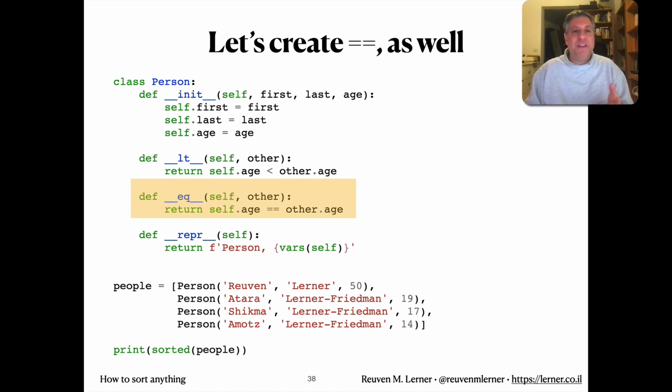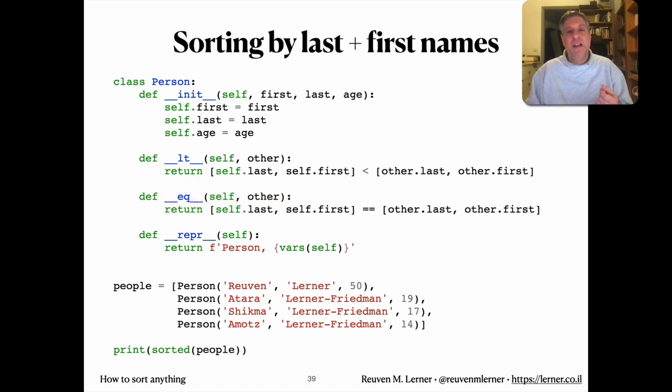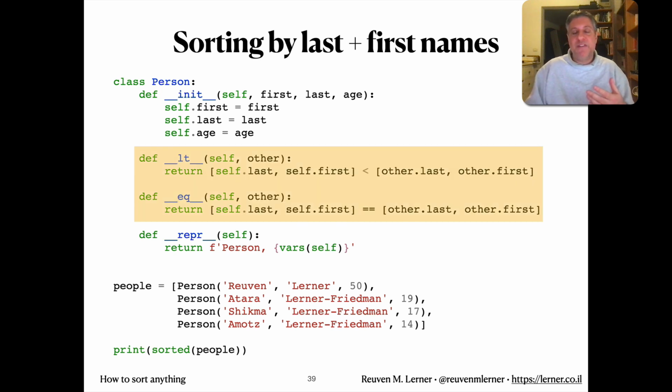Well, has this really affected things? Not really, not directly. But then I can start to get more sophisticated. I can say, for example, is one person less than another? Are they equal to one another? By comparing a list, I can say self.last and self.first, and other.last and other.first, because when you compare, you have yourself and you have the other. So this allows me to check and compare, am I less than or am I equal to another person?